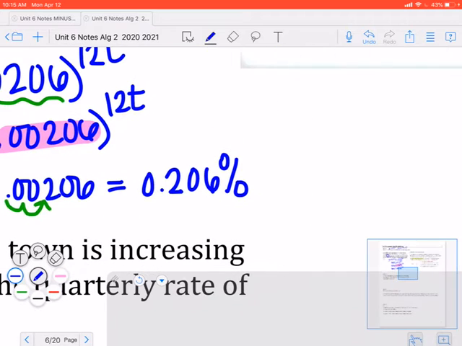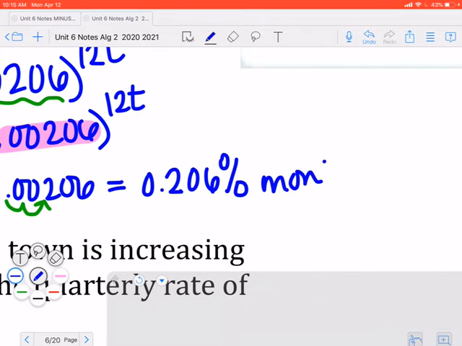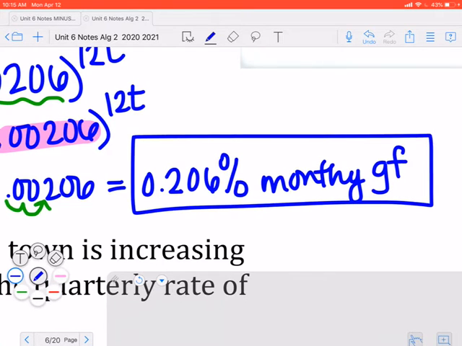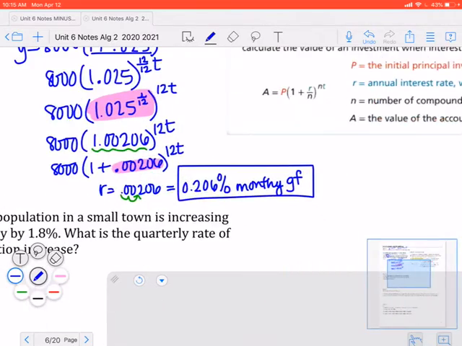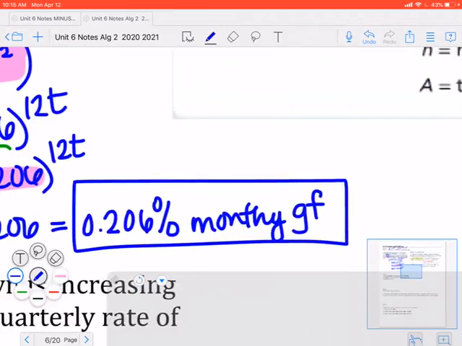0.206% is our monthly growth rate, growth factor. I think you can call it either of those. This problem called it rate, so let's stick with rate.